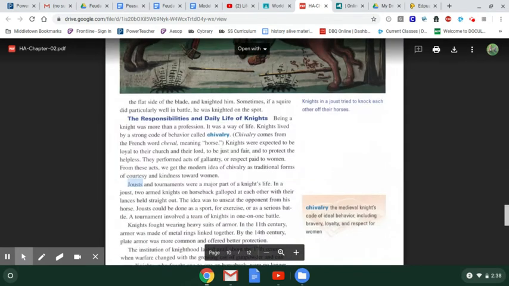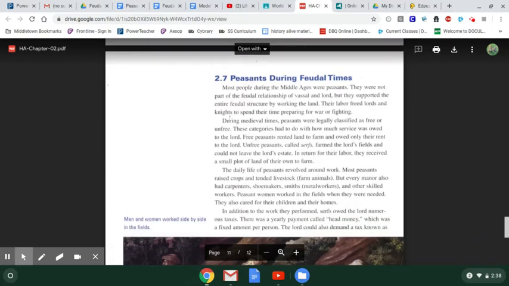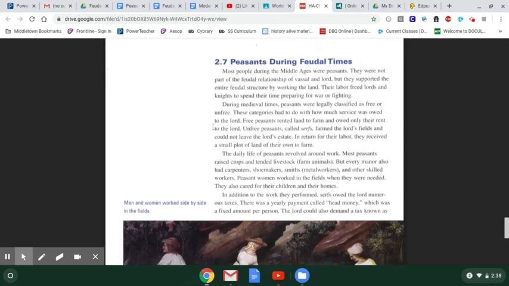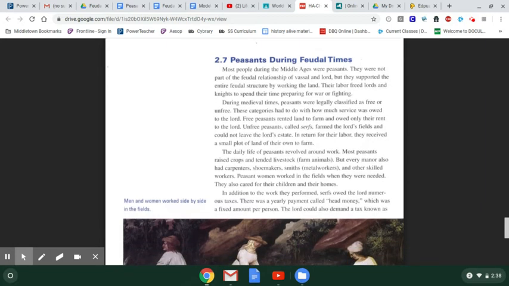All right. Most people during the Middle Ages were peasants. They were not part of the feudal relationship of vassal and lord, but they supported the entire feudal structure by working the land. Their labor freed lords and knights to spend their time prepping for war or fighting. During medieval times, peasants were largely classified as free or unfree. These categories had to do with how much service was owed to the lord.